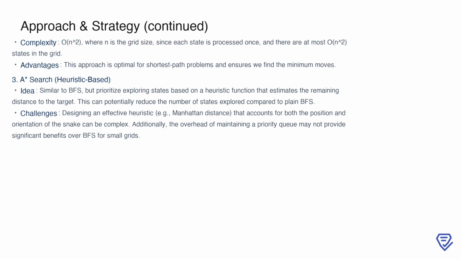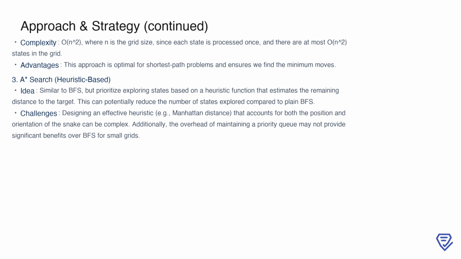The BFS approach has a time complexity of O(n²), where n represents the grid size. This is because each state in the grid is processed only once, and there are at most n² states to consider. The primary advantage of BFS is its optimality for shortest path problems, guaranteeing that the minimum number of moves is found.